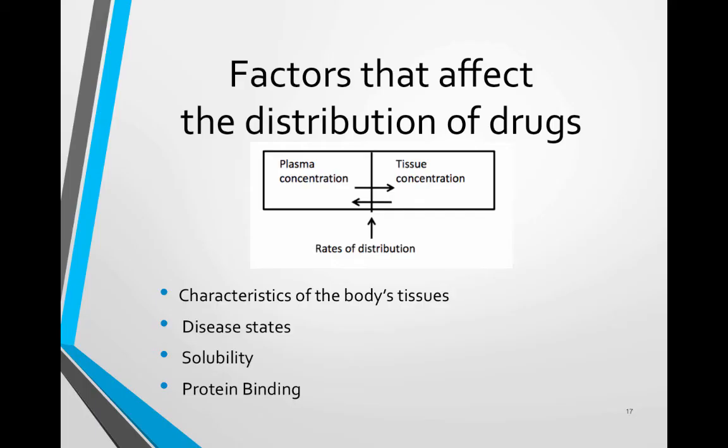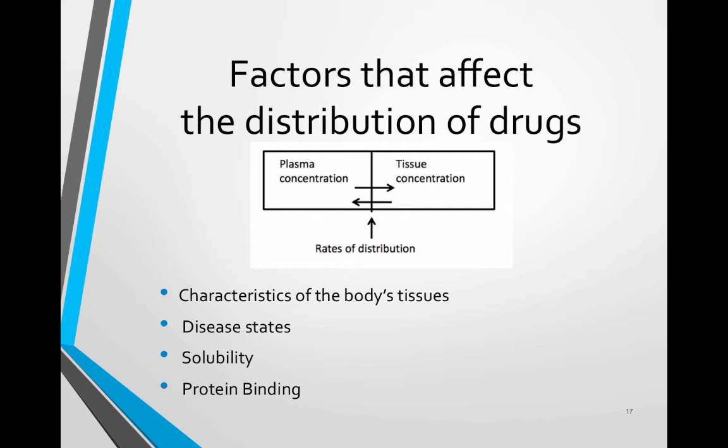All right, so moving on to volume of distribution. This slide should look familiar to you. I stole it from Dr. Smith, and it has a couple factors that affect the distribution of drugs. So characteristics of the body's tissues. So think about, if you have a patient who is obese and has a high percentage of fat tissue, and you have a drug that's highly lipophilic or fat-loving, it is going to distribute very highly in that patient due to the high amount of fat tissue.